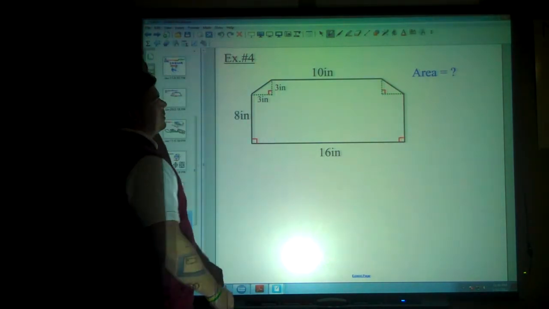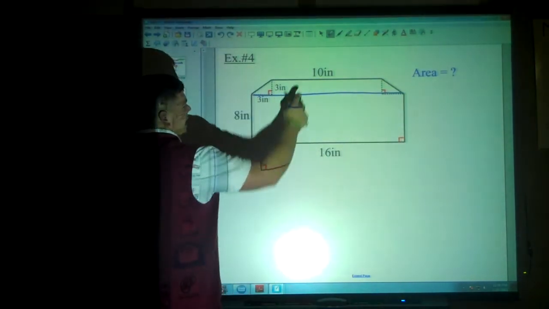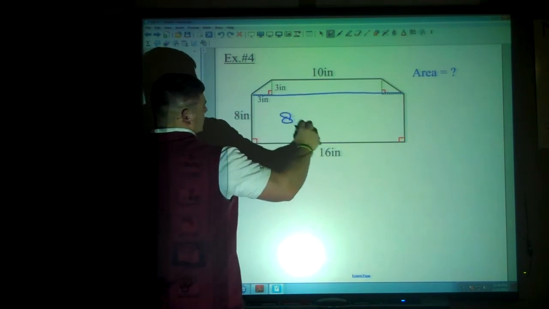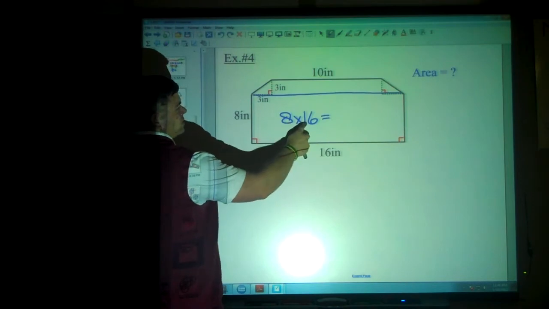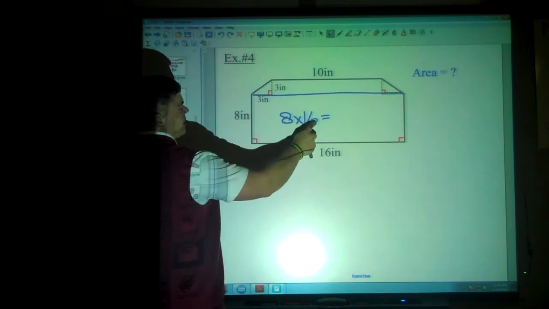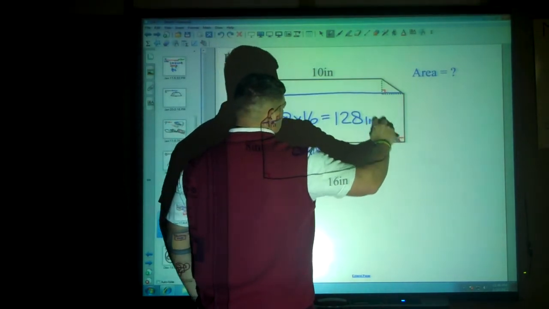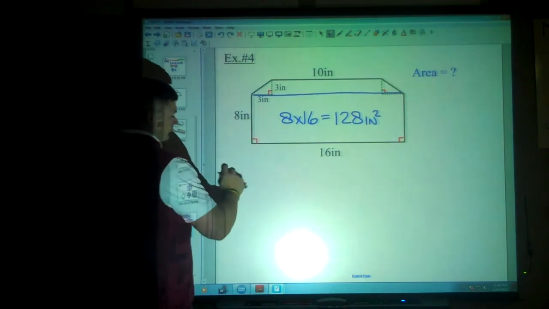For me, I'm going to go ahead and take the trapezoid at the top and add it on to this rectangle down below. So down below I have 8 times 16. So the units down here are inches. 8 times 10 is 80. 8 times 6 is 48. 80 and 48 is 128 inches squared. That represents the rectangle.